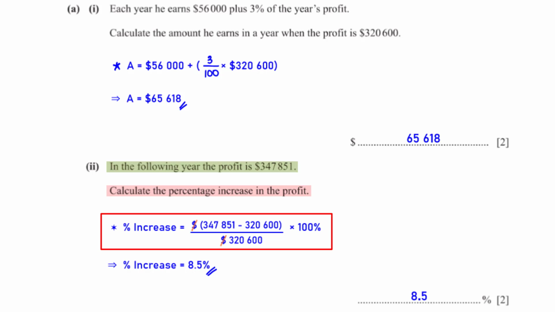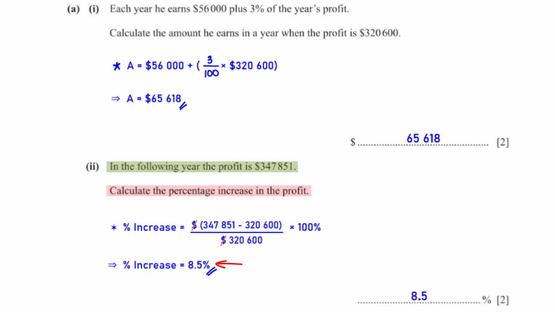$347,851 minus $320,600 divided by the initial profits, which was $320,600 times 100%. When we type this into the calculator, we get 8.5%.